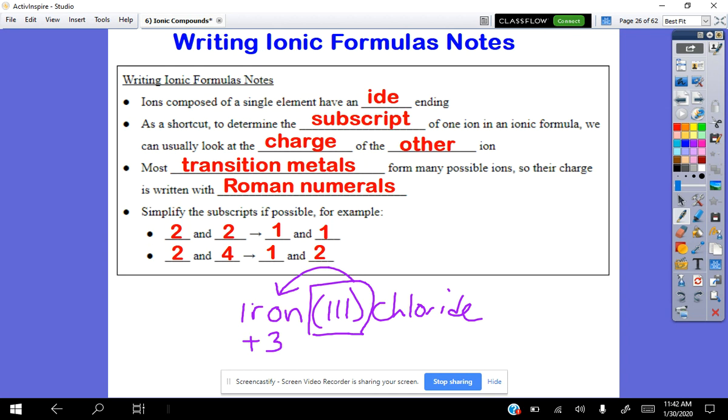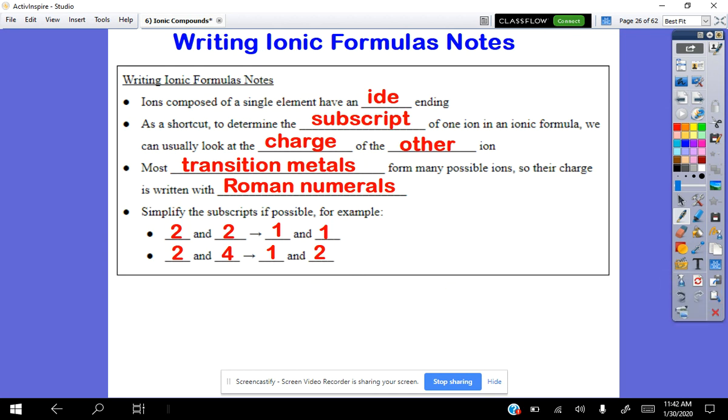The last thing that we have to pay attention to when we are writing formulas is that we are writing the smallest ratio possible. If you've balanced equations before, we know when we're balancing equations, we have to have a simplified ratio. Same goes with formulas. So if I had something like calcium oxide, Ca2O2 would simplify down to CaO. And I'll show you that in practice when we do some other examples later.